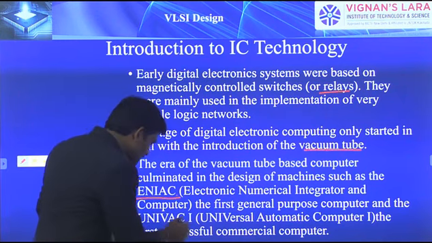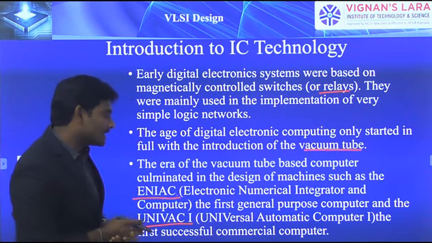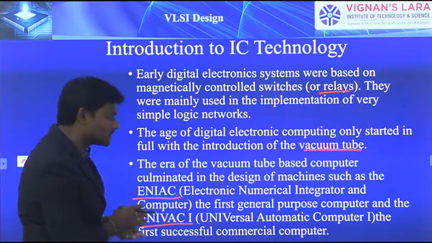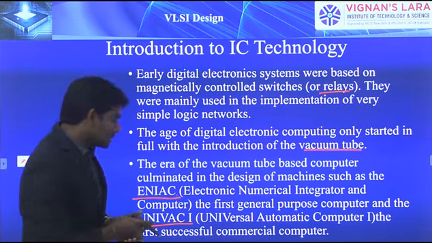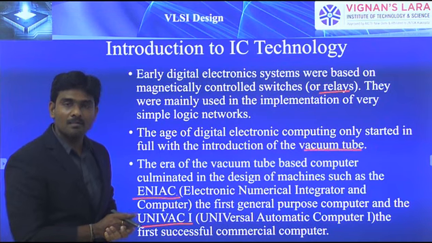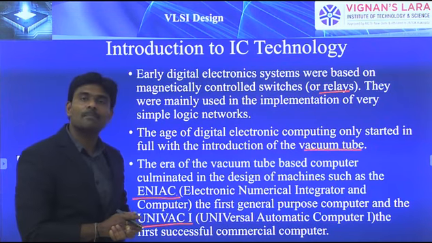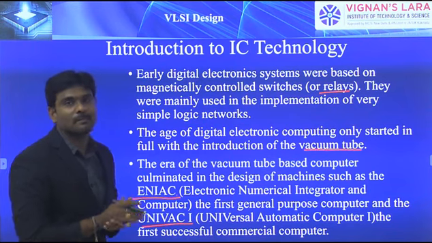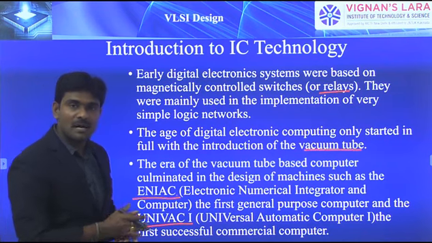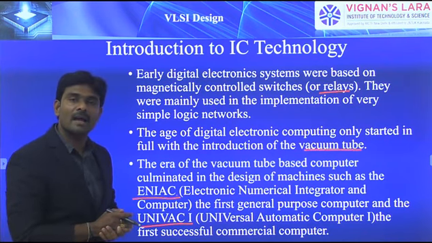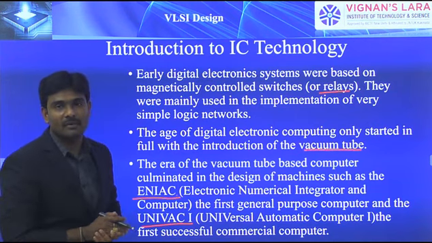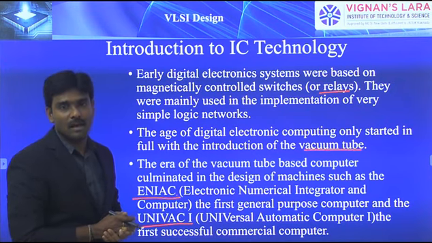Later on, another computer, a commercial purpose computer, was realized using vacuum tubes. That is UNIVAC 1, the abbreviation for Universal Automatic Computer 1. This is the first commercial purpose computer. ENIAC is the first general purpose computer, and UNIVAC is the first commercial purpose computer, and these two were realized using vacuum tubes. ENIAC was realized in 1946 and UNIVAC 1 was realized in 1951.